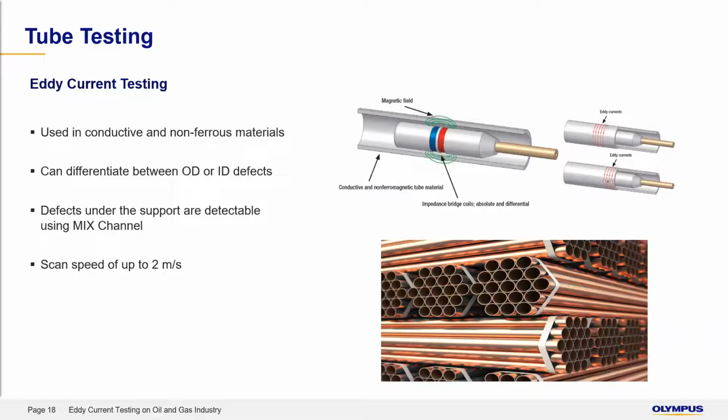Eddy current testing is quite sensitive to fine cracks, and it can also differentiate between OD and ID defects, which is outer diameter and inner diameter defects. Even defects under the tube support are detectable. It is also the fastest method of the three mentioned and can scan at speeds of up to 2 meters per second.